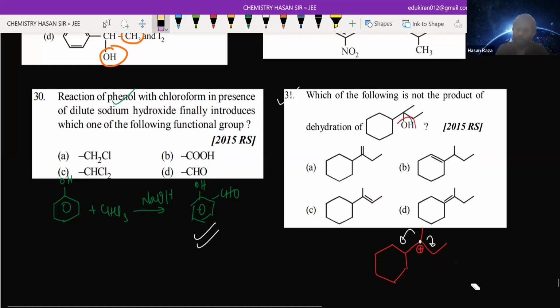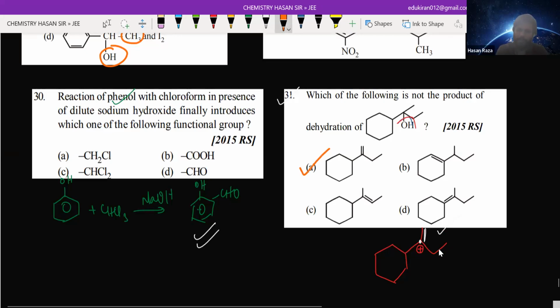So what will be the product? Just wait a minute. Yes, what will be the product? I'm going to show you. The product will be very simple. First of all, wherever the bond is, carbocation, this will be like this. The first product that will be this will be the product.